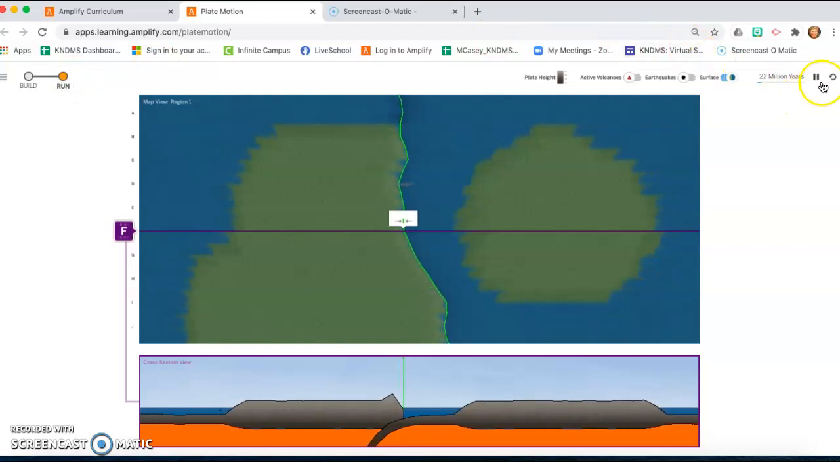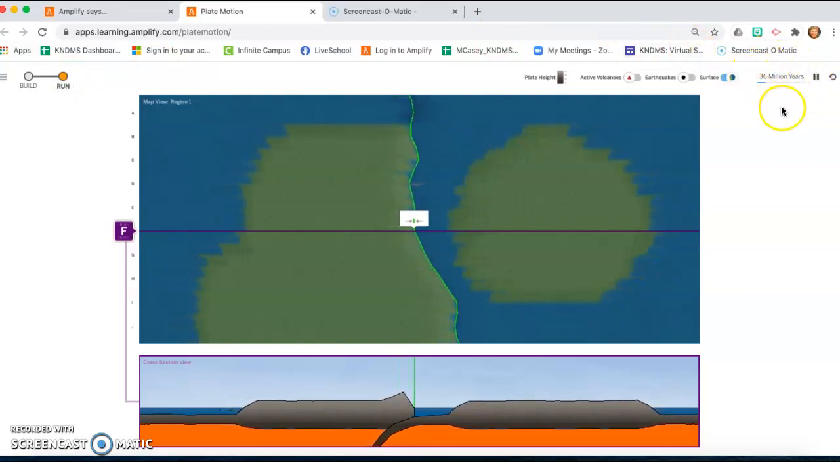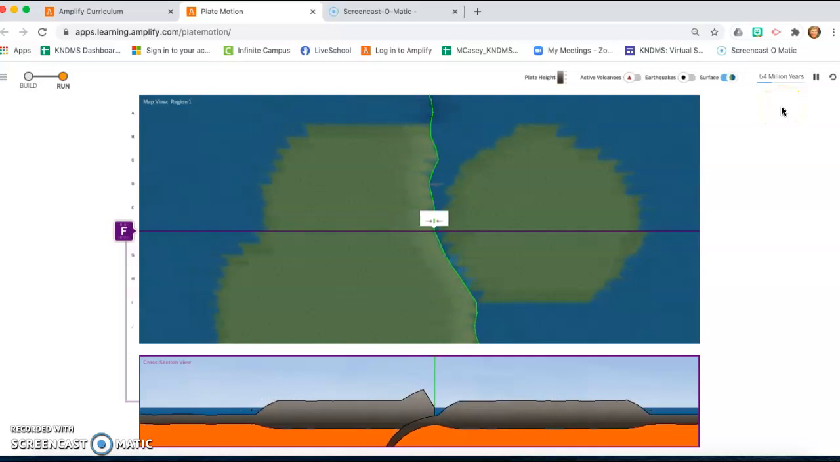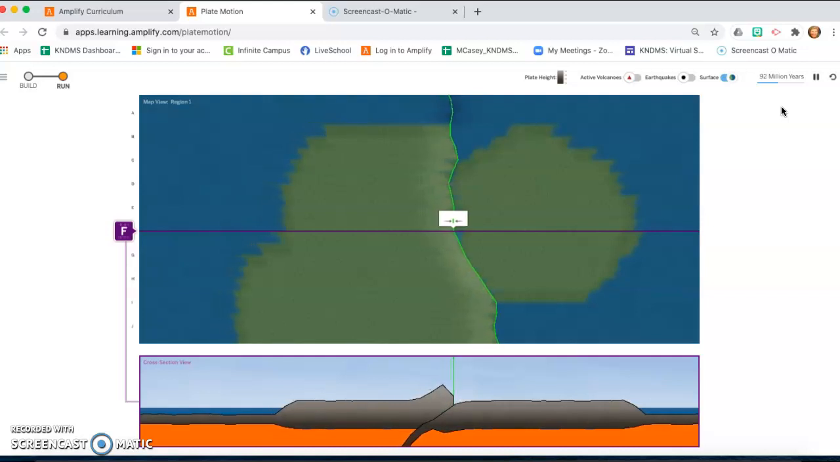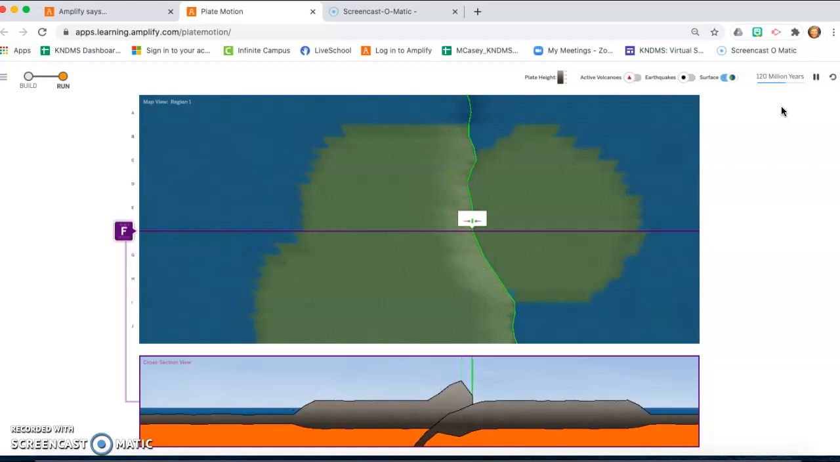And again, you know the sim is running because you see that the years are passing over time. And make some observations about what you're witnessing right now. Are the Earth's plates moving? Are they not moving? If they are moving, how are they moving? You'll need to write that into your answer below this video.